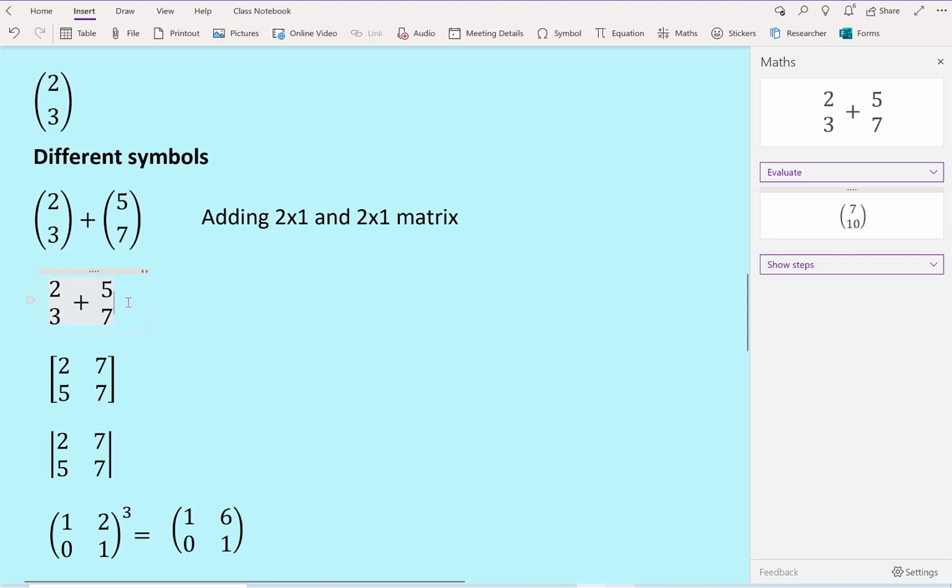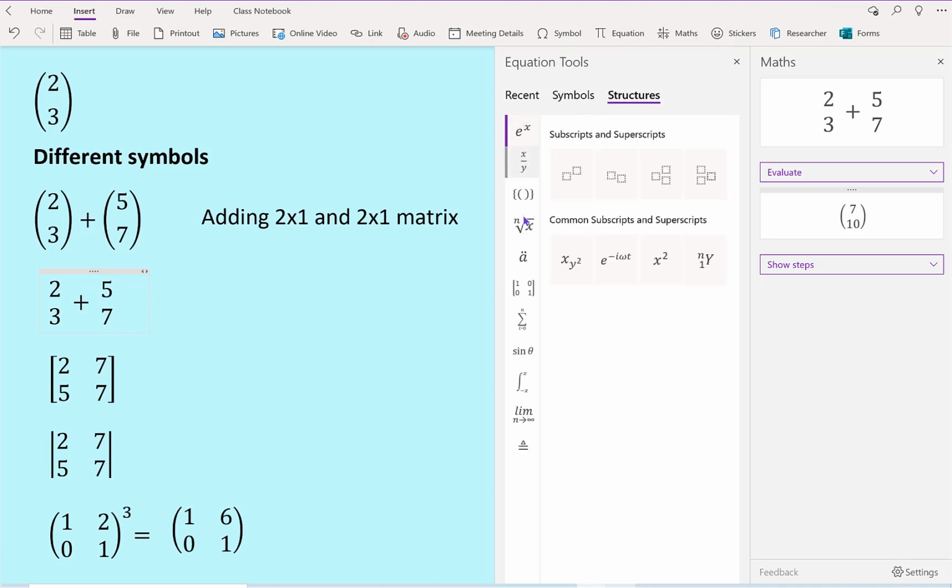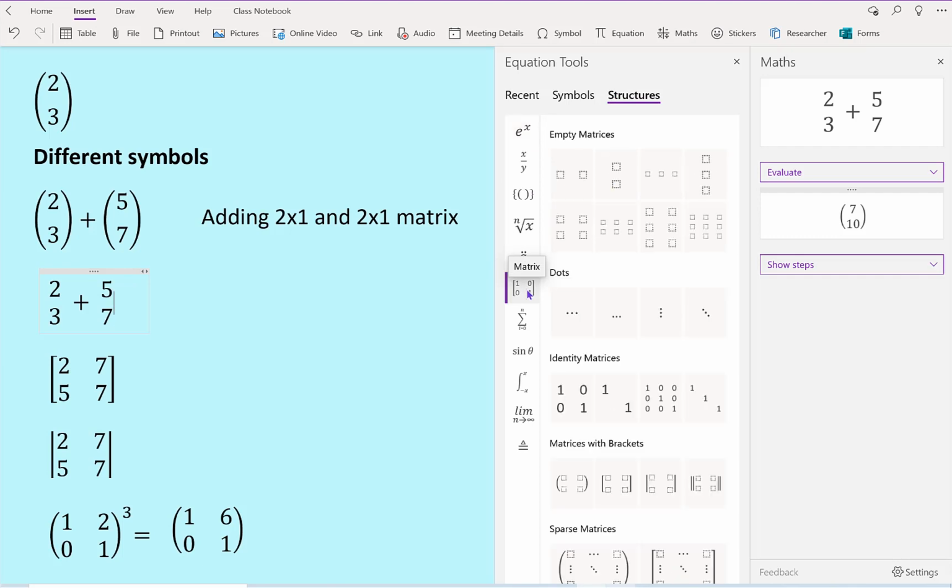When you type the function, if I just show you, go to equation tools, go to structures, and make sure the structure is in the form of a matrix. You must pick this one here and select an empty matrix, because even though it hasn't got a bracket, this is for a 2 by 1 matrix. So you need to use this one here, and then key in the figures.